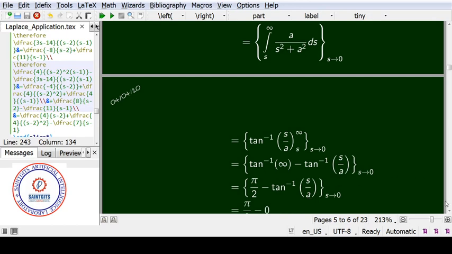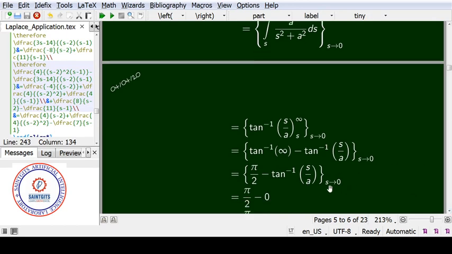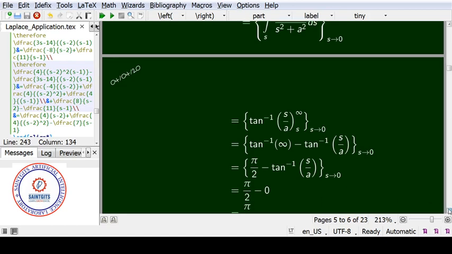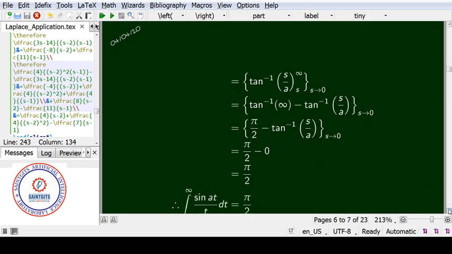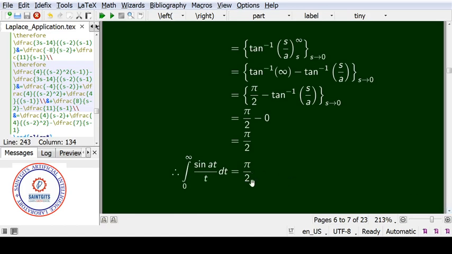Now one more operation we have to complete, that is s moves to 0. When we put s equal to 0, we got tan inverse 0 here. Tan inverse 0 is 0. So we got pi by 2. That means the integral of the sigmoid function in the time range 0 to infinity gives pi by 2.